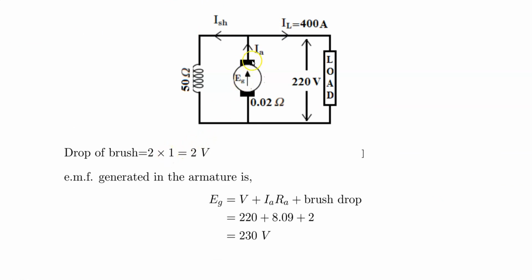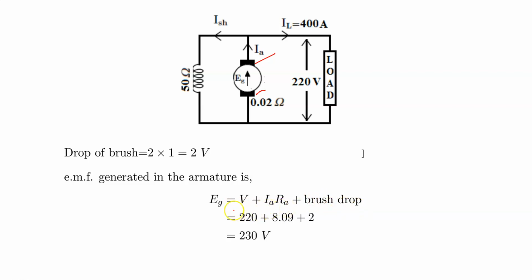So here, there are two brushes. This is one brush and this is another brush. That is why it is given as 2 into 1. 1 means 1 volt per brush, and there are two such brushes. That is why 2 into 1, that is 2 volt. Now we have the equation Eg is equal to V plus IARA plus brush drop.